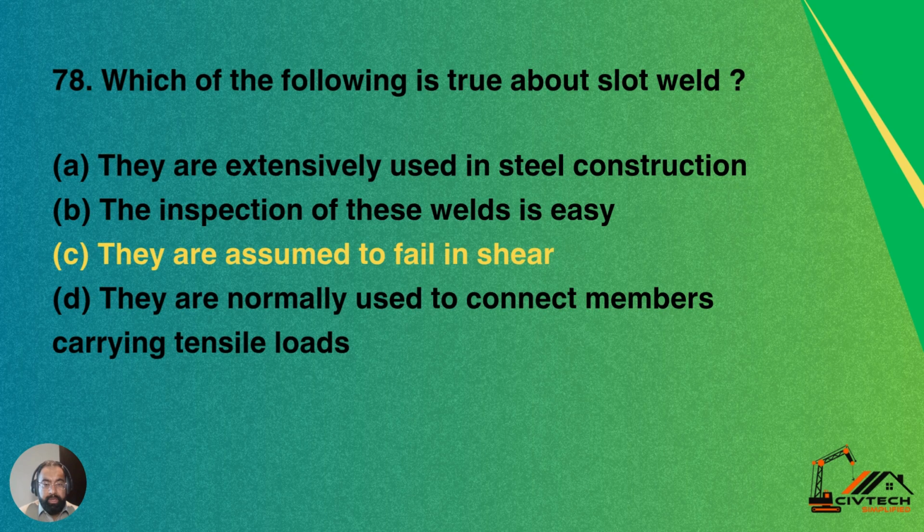Remember, we have to select a true statement about slot welds. So option C here is true and the other three are false. Option C is they are assumed to fail in shear. So this would be our answer, option number C.